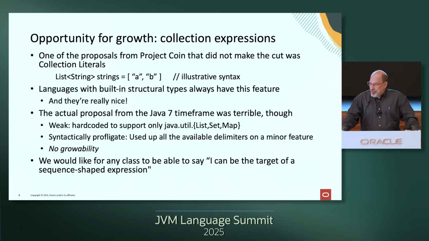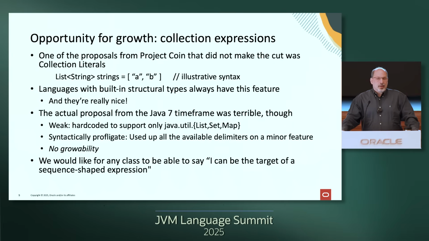So two more motivating examples, and then I'll talk some language mechanics. One of the features that was proposed in Project Coin in Java 7 was collection literals. This would have been a very popular feature. I totally understand why people want it, where you can have some sort of syntax for lists and sets and maps, like in this example, where you can say bracket string A comma string B, and use that as a literal for a list of string.